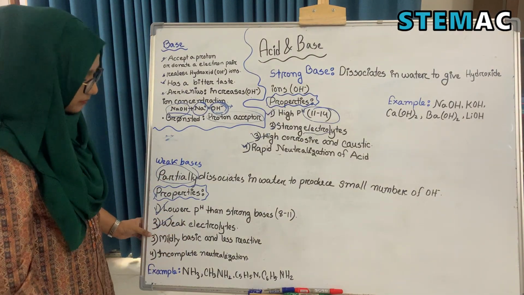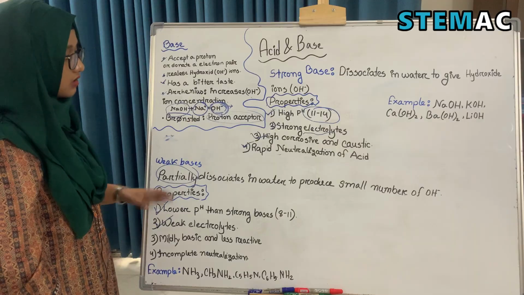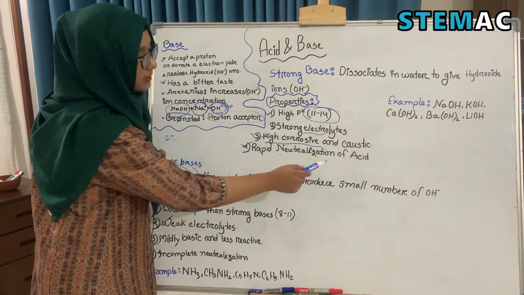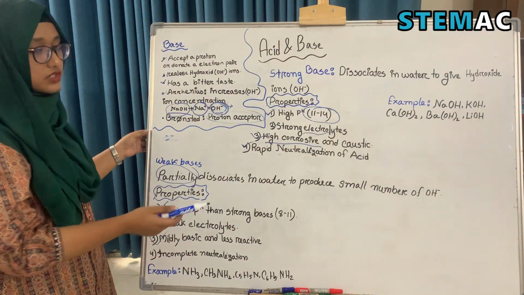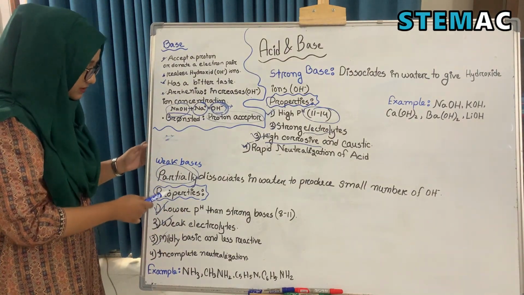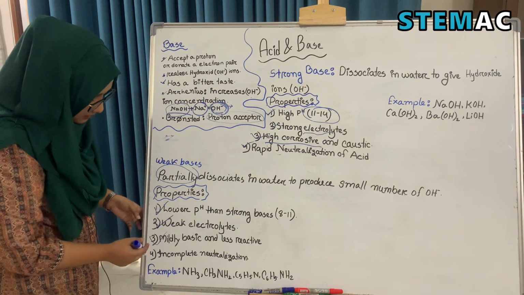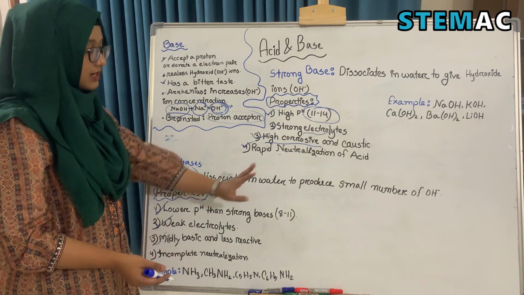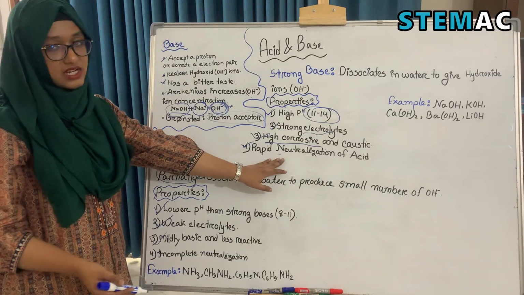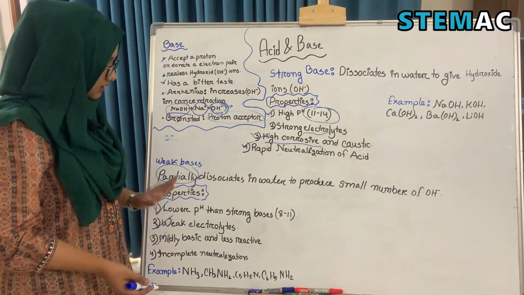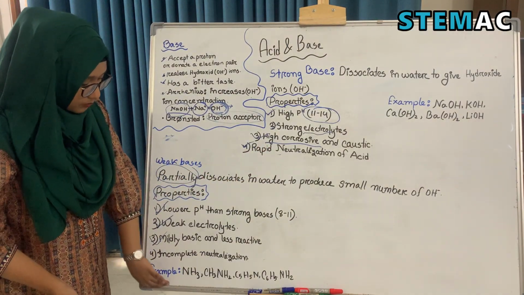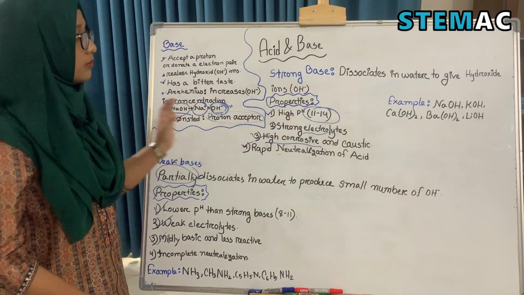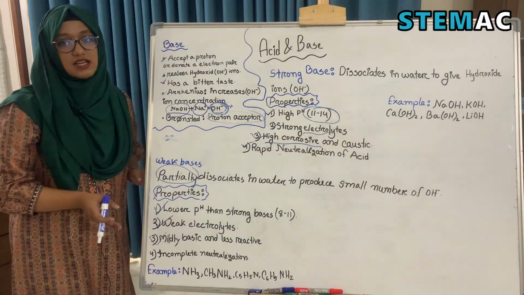So weak bases are mildly basic and less reactive, whereas strong bases are highly corrosive and caustic, and their reaction rates are higher than those of weak bases. Weak bases have incomplete neutralization, whereas strong bases are rapidly neutralized by acids. Those are the examples for weak bases, and those are the examples for strong bases, and these are acids and bases.